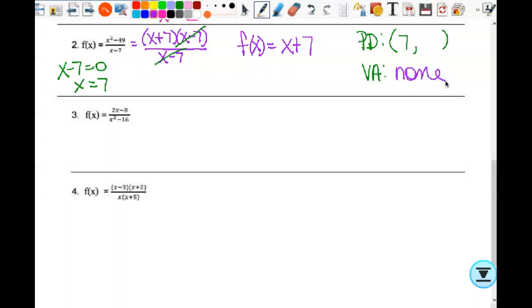What is the y value for my hole? 14. Good, because I'm doing f of 0, right? F of 0 equals 0 plus 7. What did I do? Oh, f of 7. I'm a moron. Thank you. What I wrote doesn't even make sense.